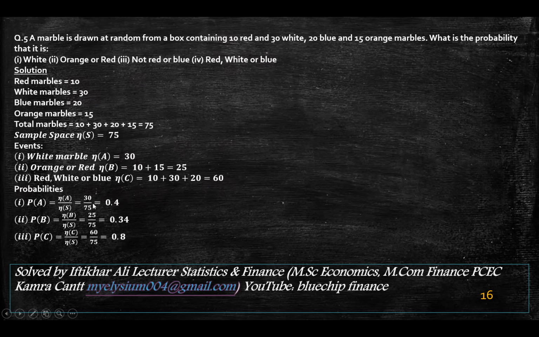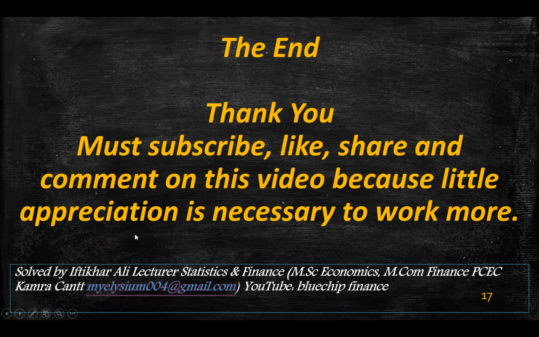And the probability is simply the event divided by the sample space. So the first event is 30 by 75, that will be 0.4. Second will be 25 by 75, 0.34. Fourth will be 60 by 75, 0.8. And third, which is missing here, will be 45 divided by 75.